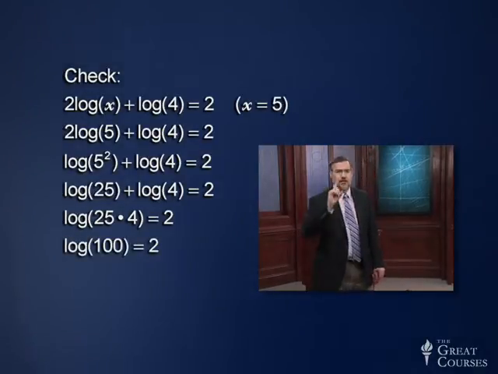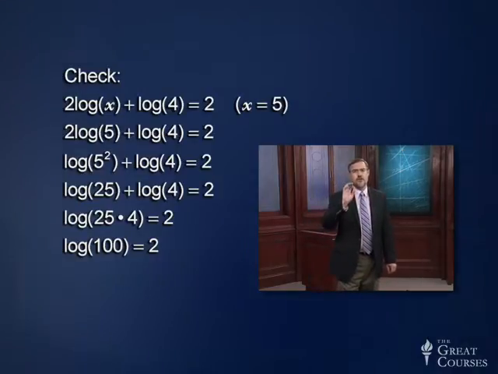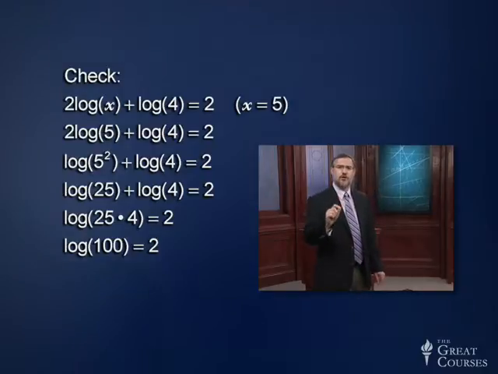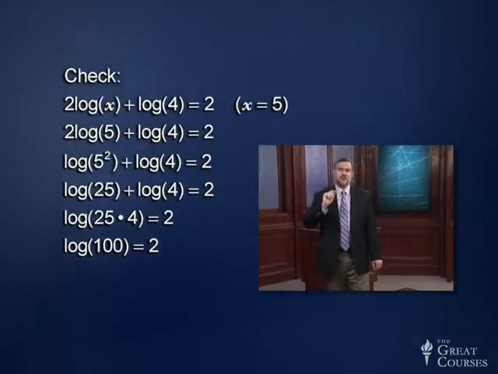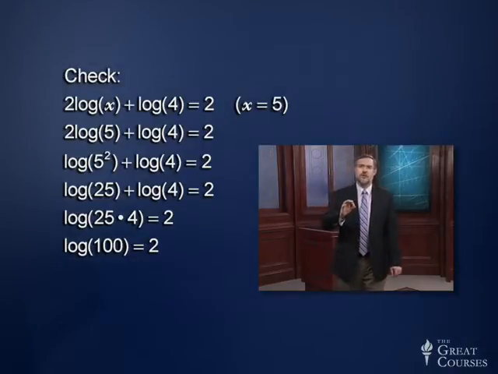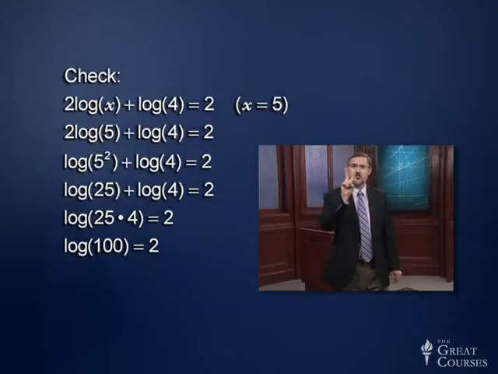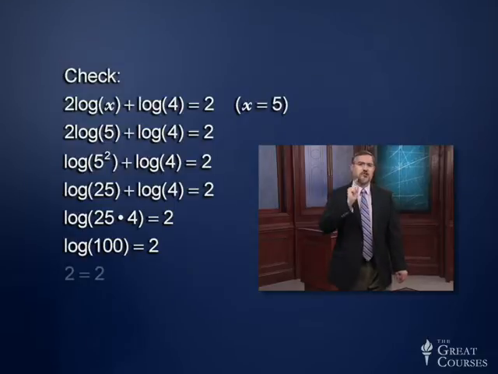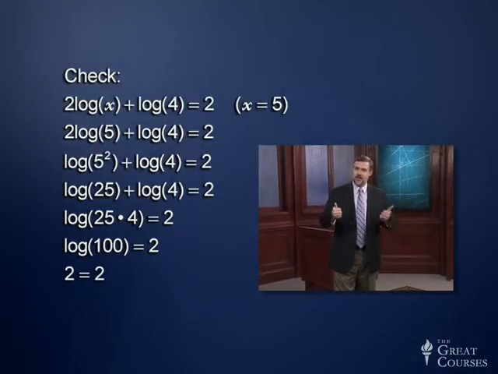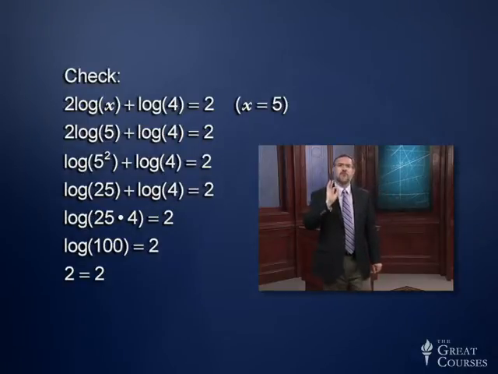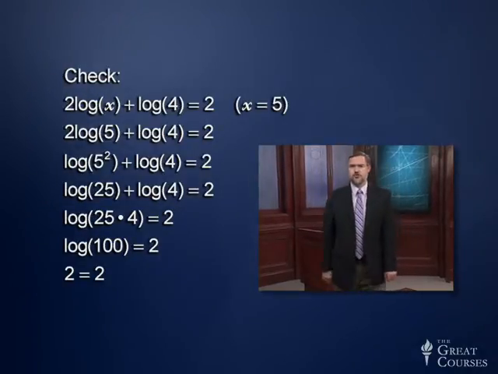equals 2. Now, log of 100, remember this is common logarithm, so it's log base 10 of 100, so that is equal to the number I would raise 10 to get 100. Well, I would raise 10 to the second power to get 100. So the left-hand side is actually just a 2, so I'm saying 2 equals 2, and that's true. So x equals 5 really is a solution.